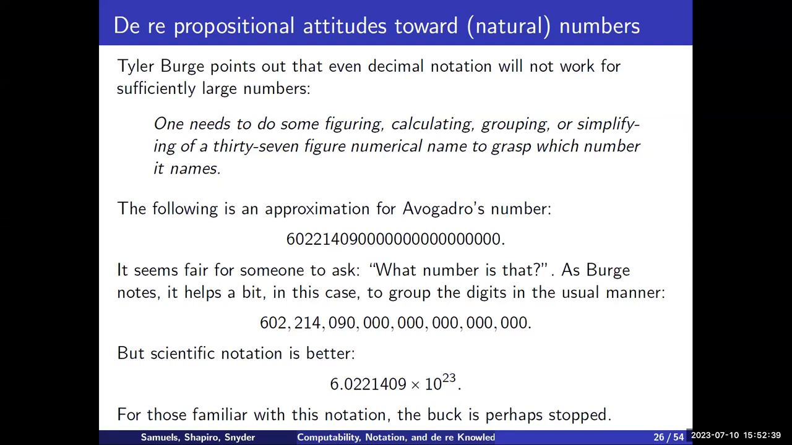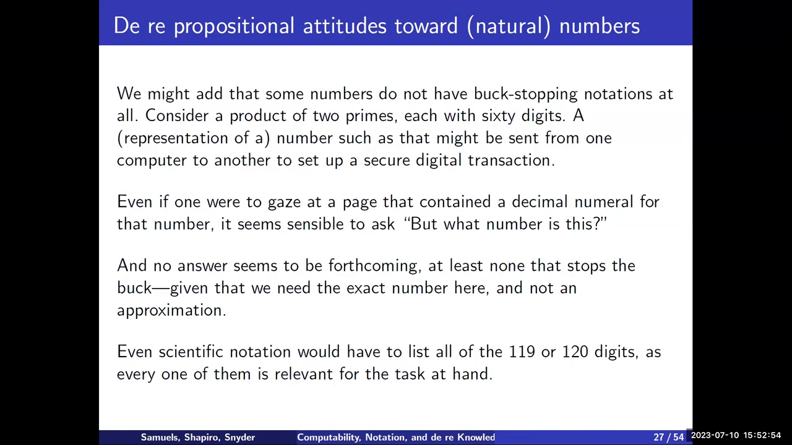As Burge notes, it might help a bit in this case to group the digits in the usual way. But scientific notation is better. And there it is. For those familiar with this notation, the buck is perhaps stopped. We might add that some numbers don't have buck stopping notations at all. Consider a product of two primes, each with 60 digits.